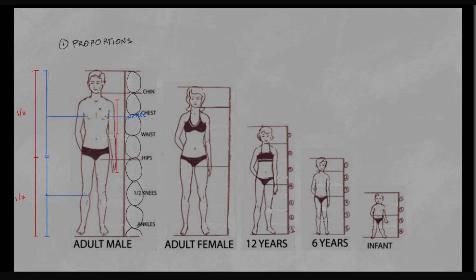Okay, in an adult male, the shoulders are wider than the hips, so the hips are actually slightly shorter than the shoulders, and in an adult female, the hips are slightly wider than the shoulders. The same proportions apply for an adult male and adult female. It's just that there are some differences between men and women, so keep that in mind.